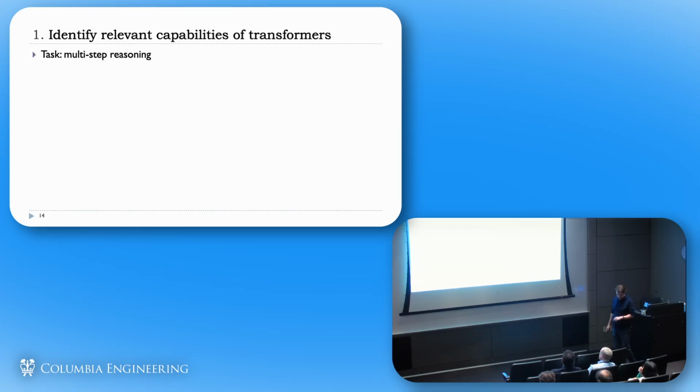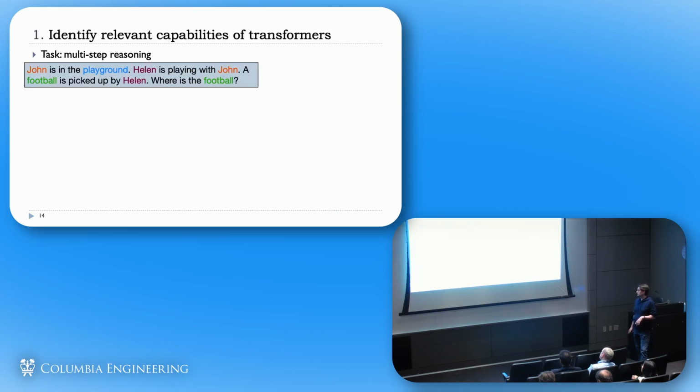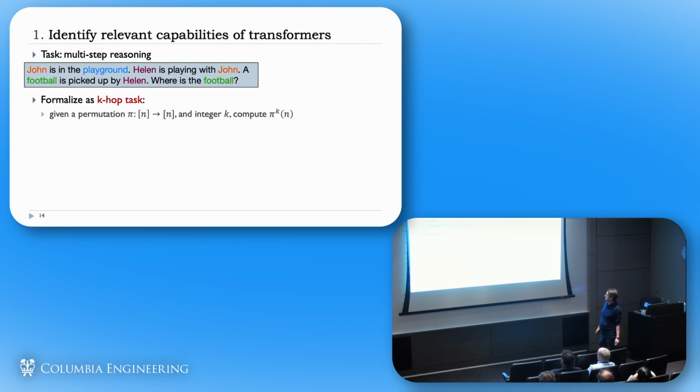This is one task that was identified and studied quite a while in the ML literature. It's called multi-step reasoning. To give an example, you have something like this: John is in a playground, Helen is playing with John, a football is picked up by Helen. Where is the football? You need to do a few logical steps to deduce the answer to this question. Okay, so this is a task that transformers are good at doing.